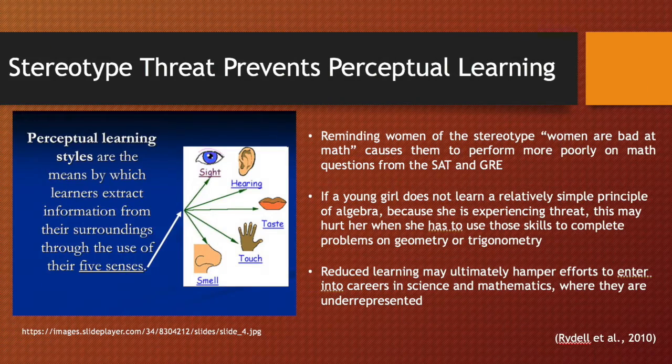Riddle and his team found that even perceptual learning is negatively impacted by the gender stereotype threat. So when a girl struggles to learn a simple algebra problem due to such threat, this may impact her negatively when switching to geometry or trigonometry. This reduced learning would hamper their efforts or desires to enter into careers in sciences and math.